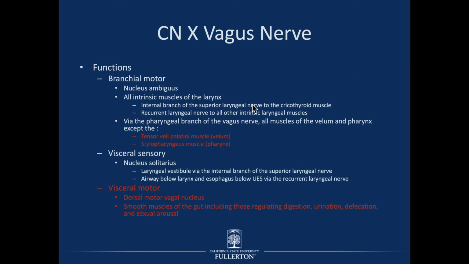So the superior laryngeal nerve is going to go to the larynx, and it's going to drop off an internal branch, and that internal branch carries neurons to only one thing, that muscle. All right, and then the recurrent, which goes way down in your chest and loops up and comes back, that carries information for all the other intrinsic muscles.